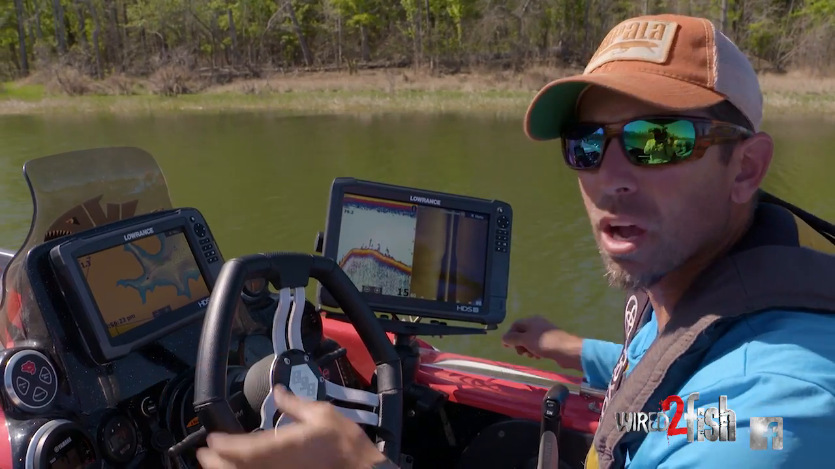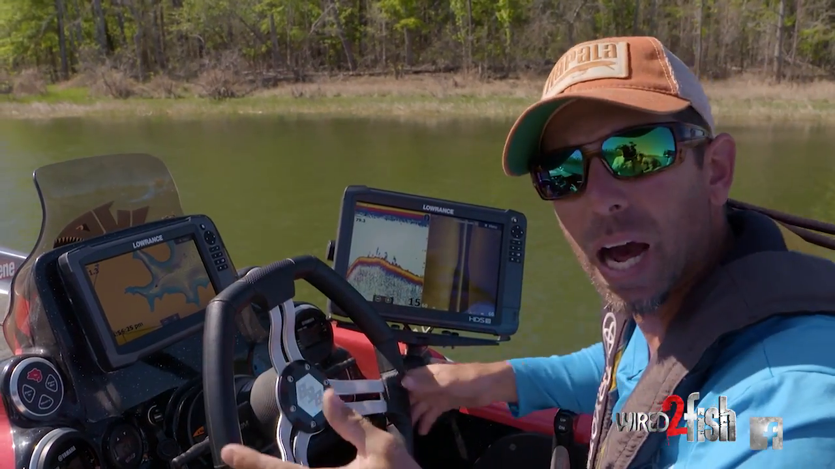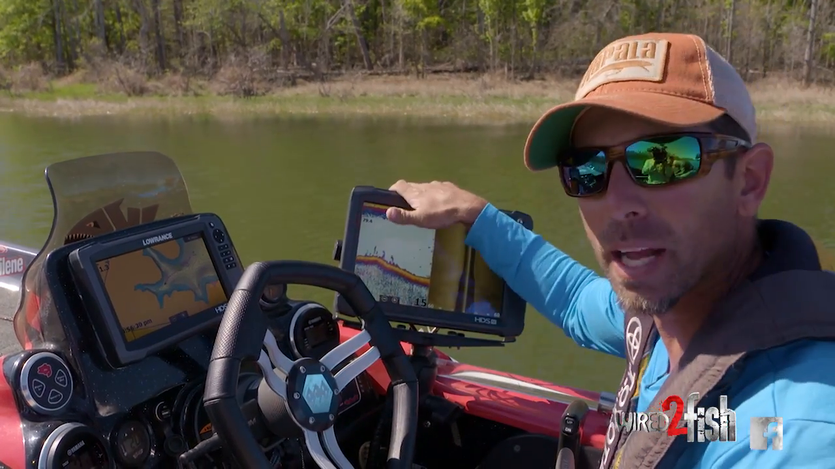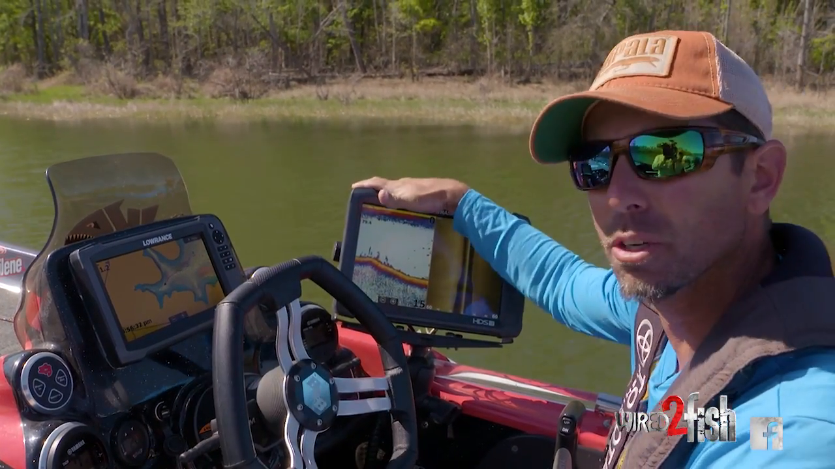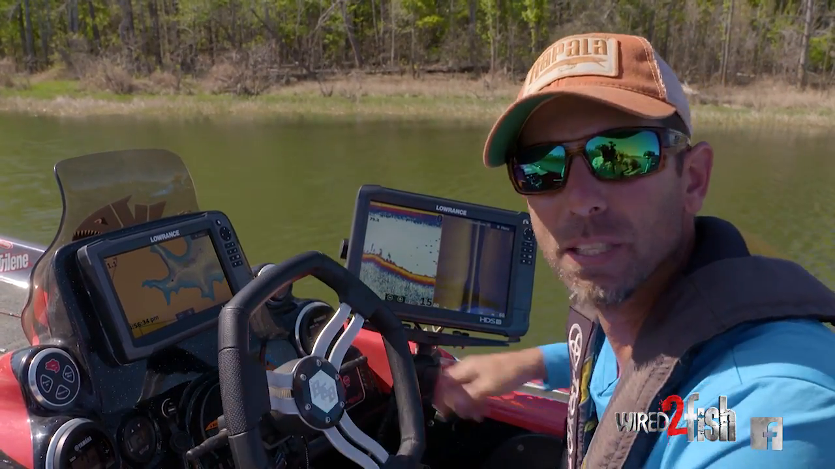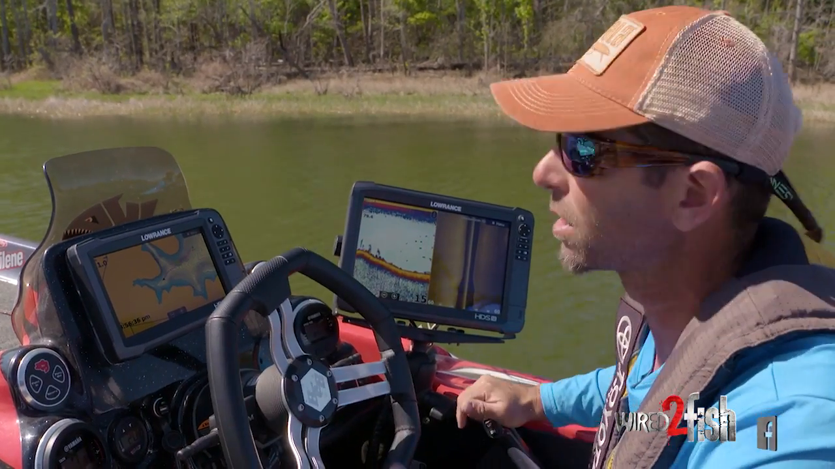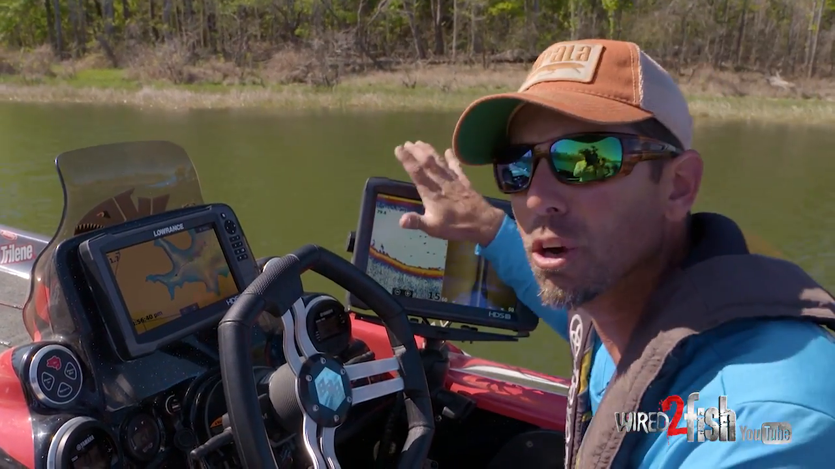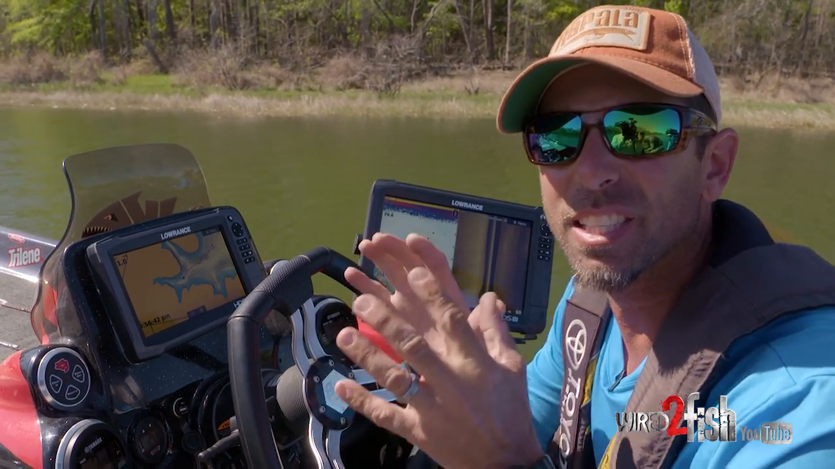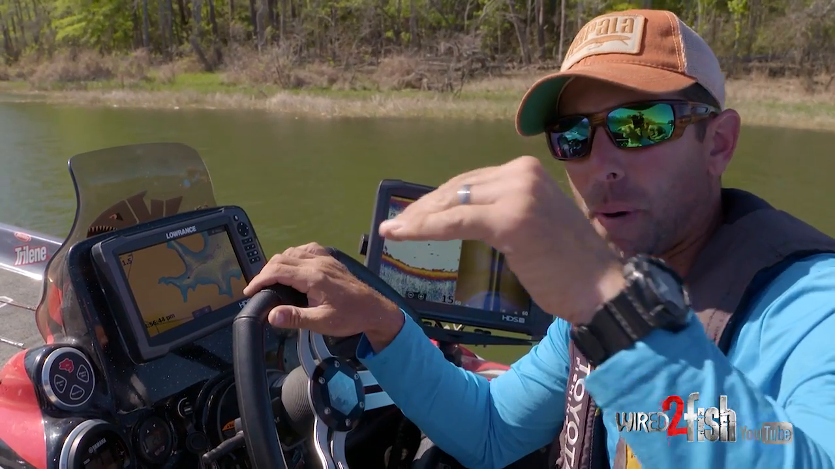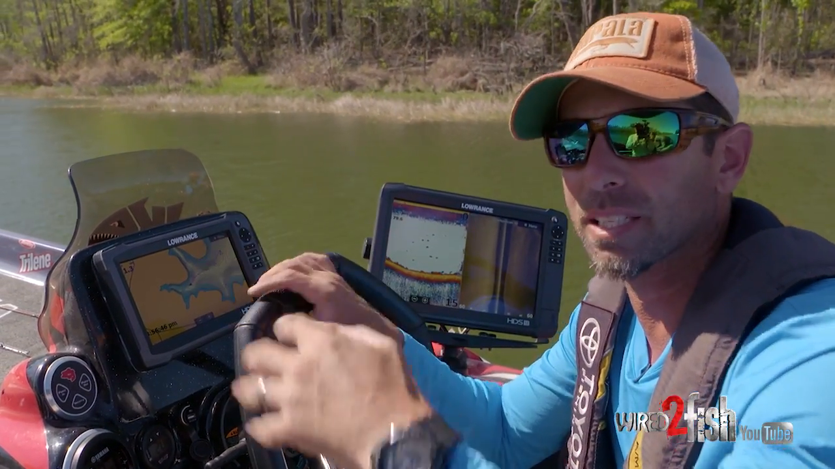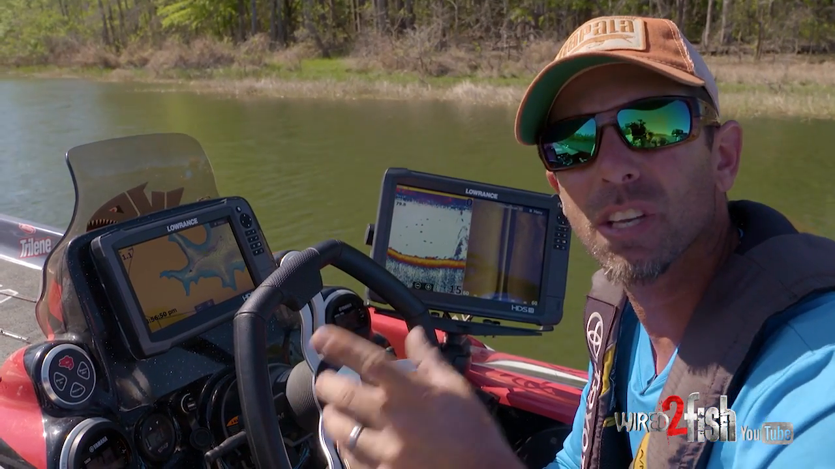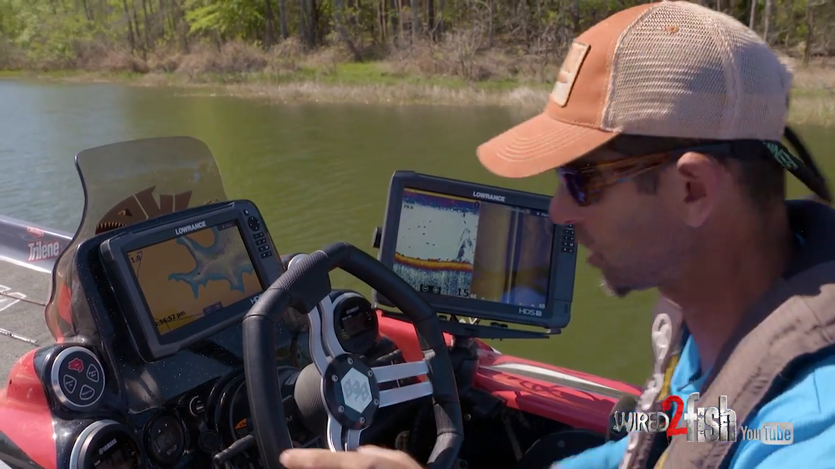Electronics are so important, but I don't want you guys to get overwhelmed by the price of these things. I'm a Lowrance sponsored guy, I'm running these high-end units, but all these companies offer entry-level models, and they do an excellent job. Remember, what you're looking for with these things is areas of change, where the bottom drops, where the bottom rises, pieces of cover. And even on entry-level electronics, you're gonna find those areas of change.